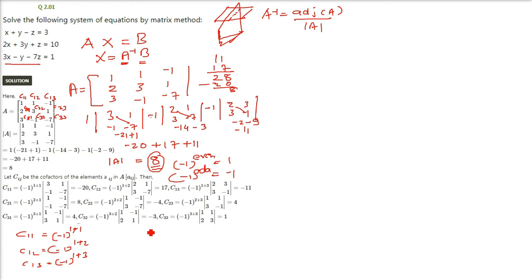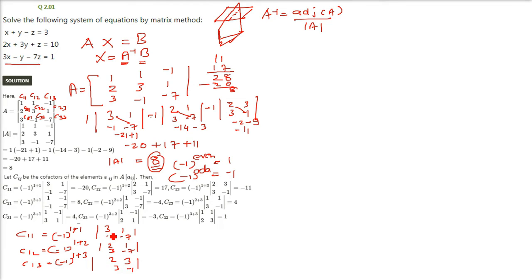So this will be, see, C11 is what we have already found just now. C11, this row and this column you have to leave. You have to get 3, 1, -1, -7. Similarly, C12, you'll get 2, 3, 1, minus 7, which we already did while we were finding out the determinant. So 2, 3, 1, minus 7. Then C13, first row, third column you have to leave, and you write all the other values. So you'll get 2, 3, 3, minus 1.